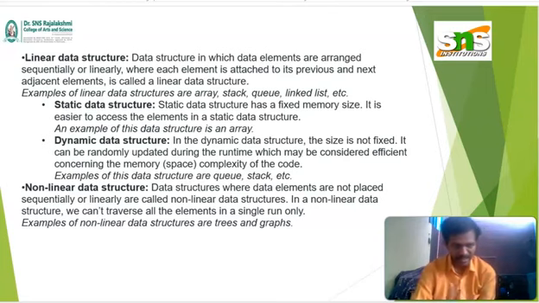In linear data structures, we can have static data structures and dynamic data structures. Static means that we have a fixed memory size. It is easier to access the elements in a static data structure. An example of this data structure is an array. Dynamic means the size is not fixed. It can be randomly updated during runtime, which may be considered efficient concerning the space complexity of the code. Examples of this data structure can be queue, stack, etc.